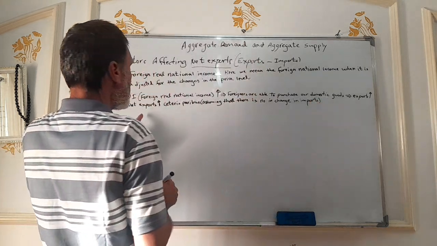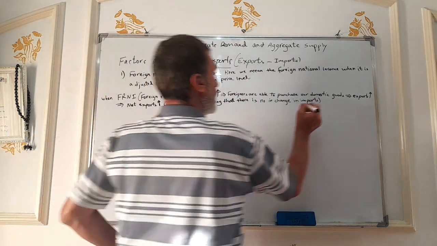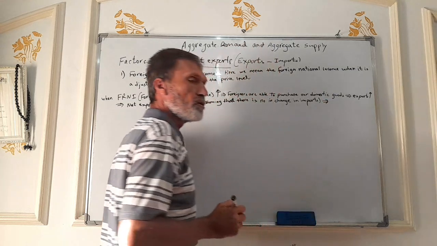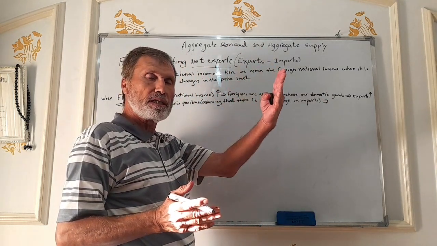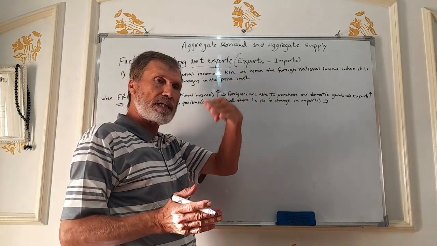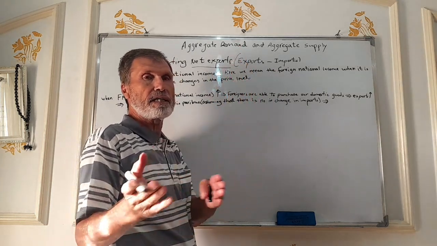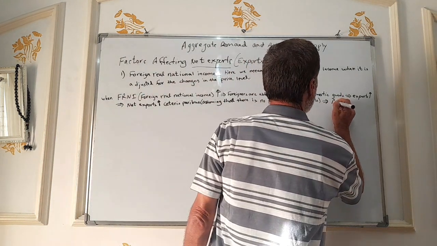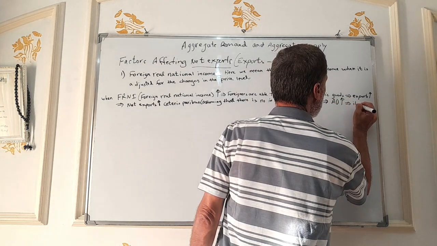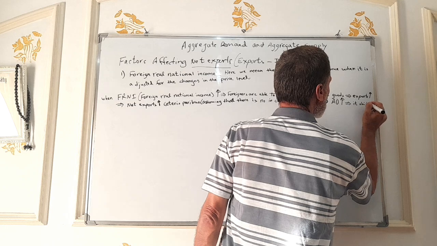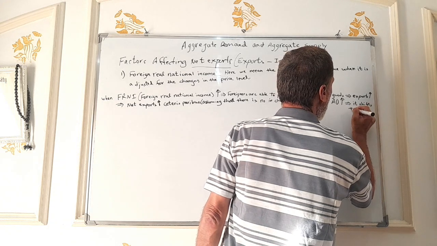So when that takes place, net export increase, and net exports, of course, is a component of aggregate demand. Therefore, when net export increases, that implies aggregate demand will increase. Aggregate demand increases, that implies it shifts to the right.